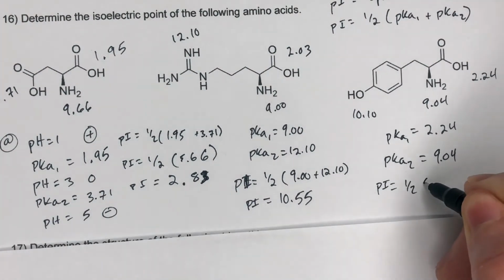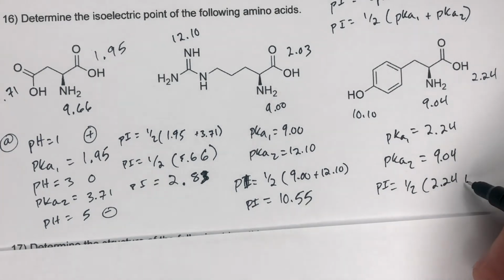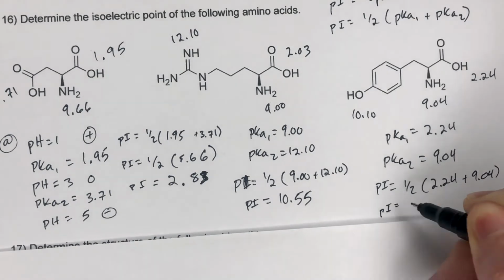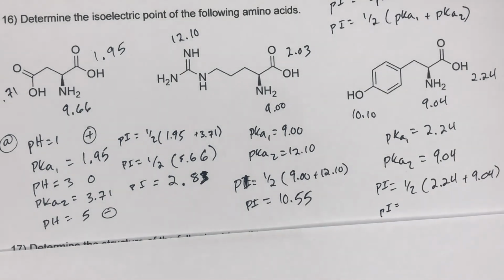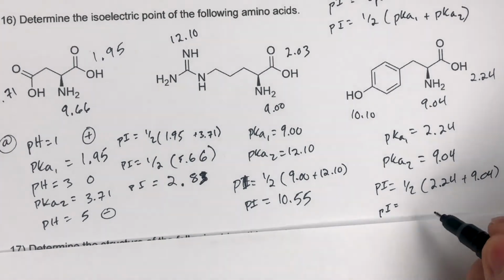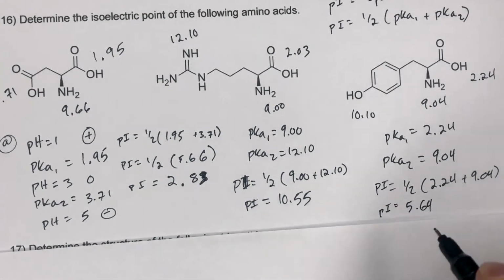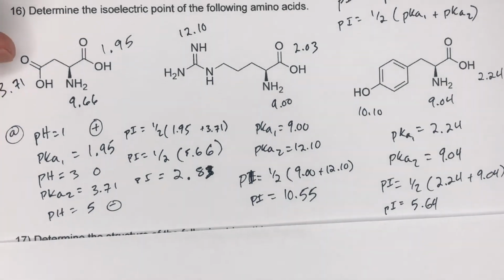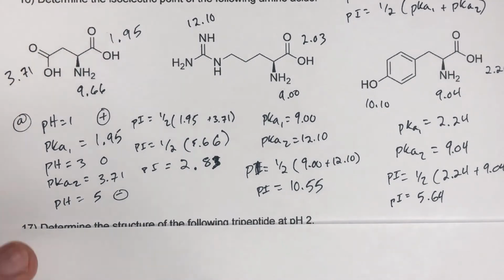So it's 1/2 of 2.24 plus 9.04, which is like 5 point something. 5.64. All right, and that is that one.